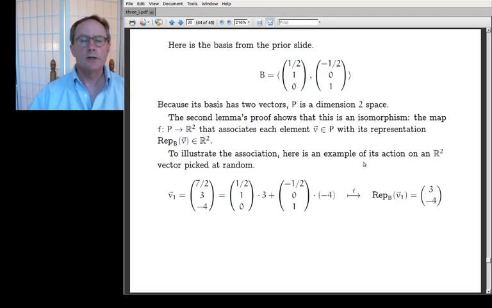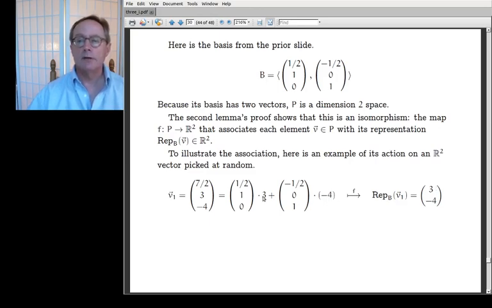What's the association? Well, (7/2, 3, -4) is a member of the plane, so you can represent it with respect to this basis. So I did the arithmetic. I'm not going to bother you with the arithmetic. So (1/2, 1, 0) times 3 plus (-1/2, 0, 1) times -4.